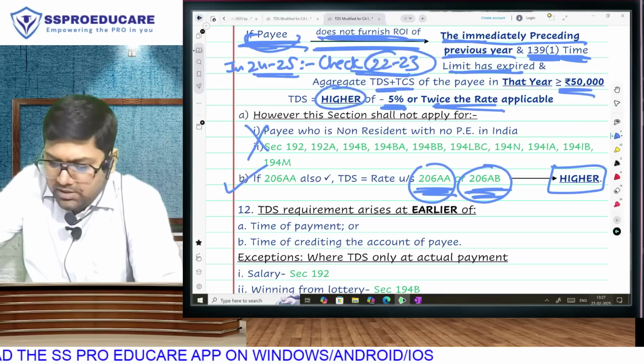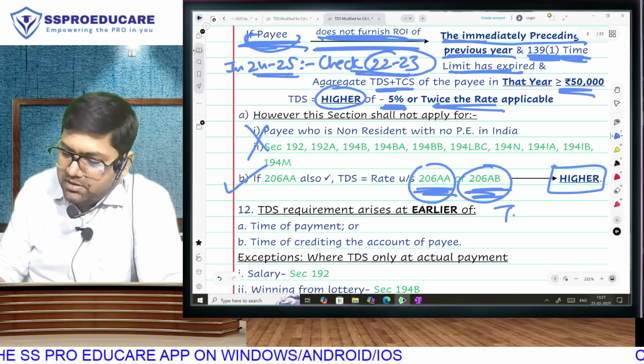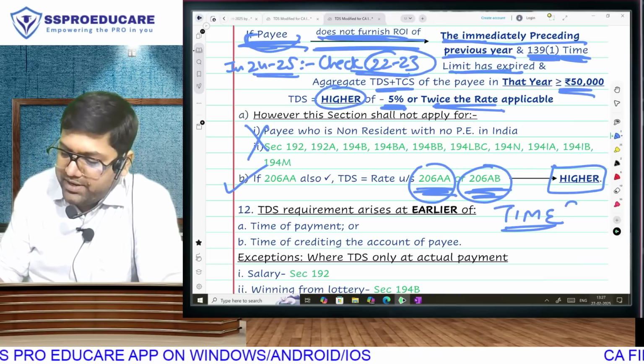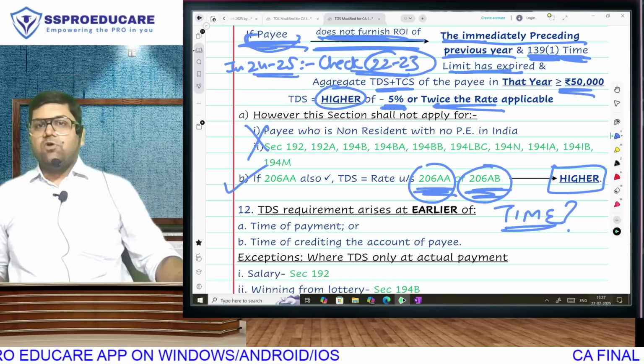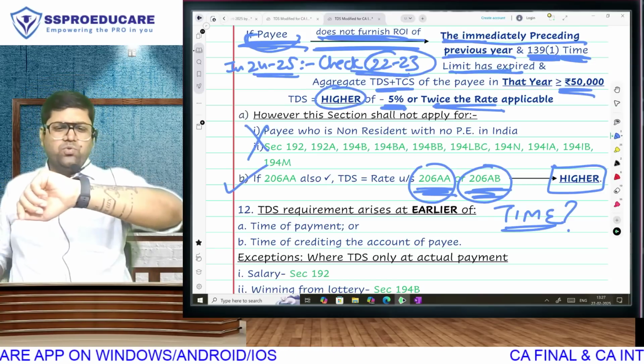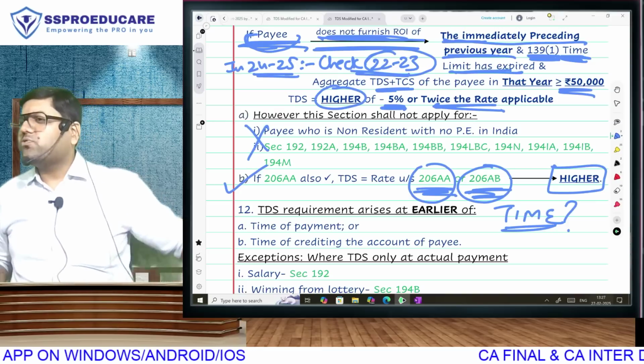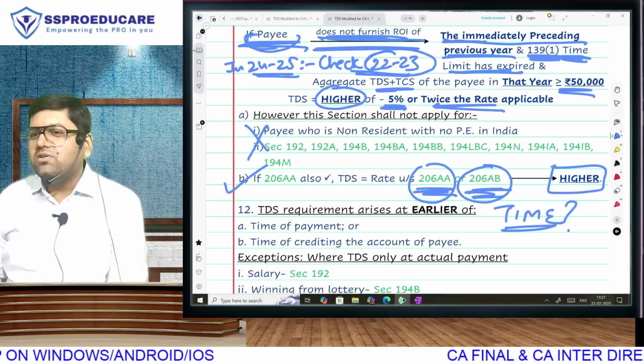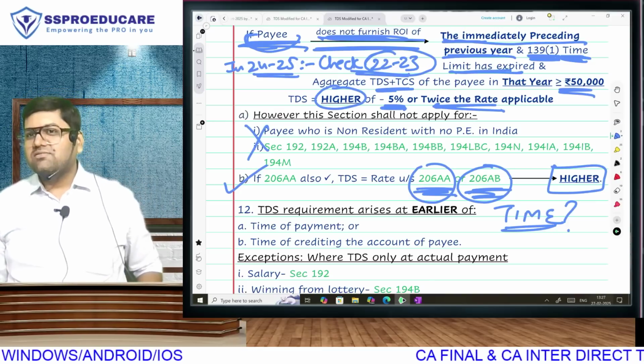No problem. Next question. What will be the time of deduction of TDS? What will be the time? It is so slow, no? It is not moving only, no? Very boring.